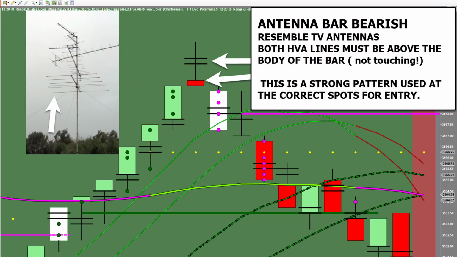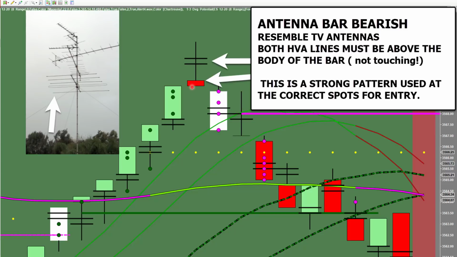The next indicator or pattern, if you will, that we're going to look at is what we call an antenna bar. I'd put antenna over here just for fun. You can see it semi-resembles an antenna bar, and all it means is that the two lines that represent the high volume area are above the reversal bar down. Some people call it a doji bar. There are reversal bars. There's a lot of names for it, but we call it an antenna bar.